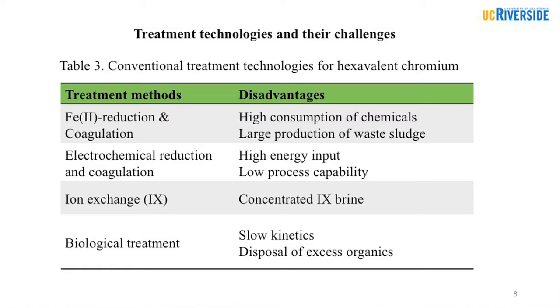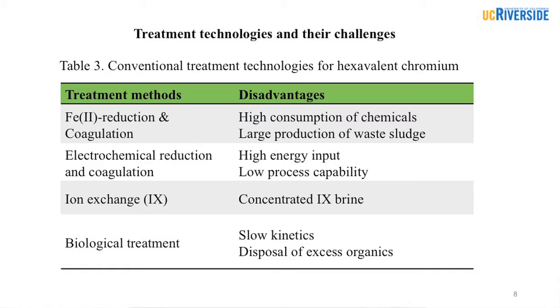So the chromium 6 can be captured by the resin, but the problem is after the resin is exhausted, the regeneration process can produce concentrated chromium 6 waste. So that needs further disposal. The last one is biological treatment.